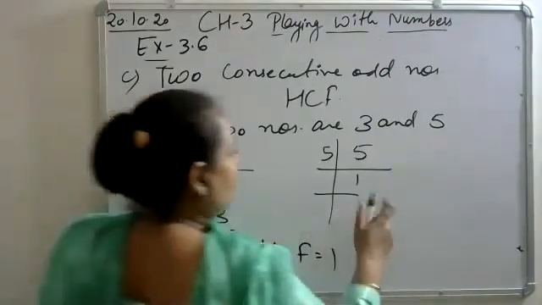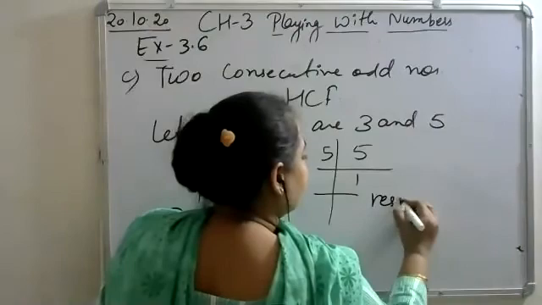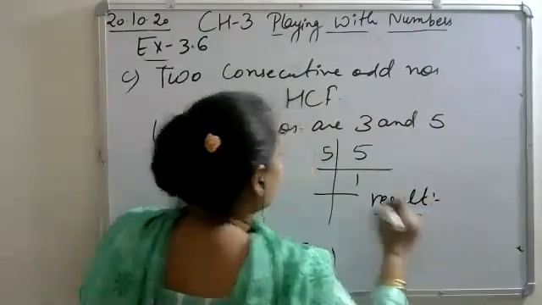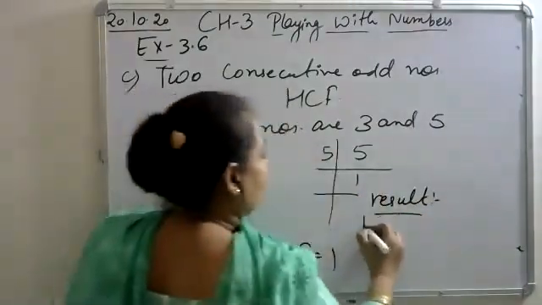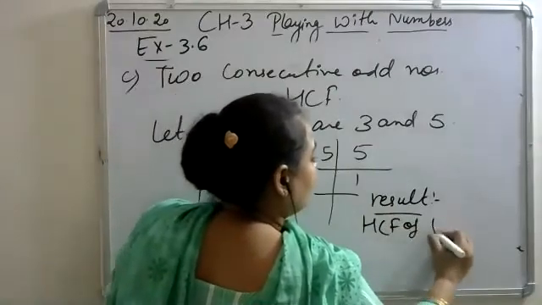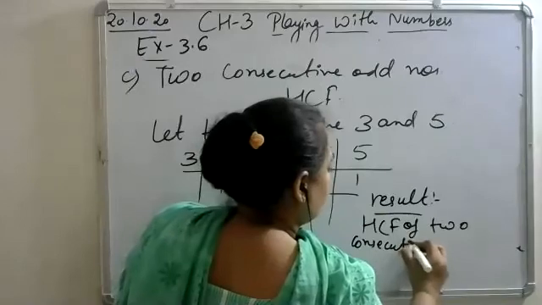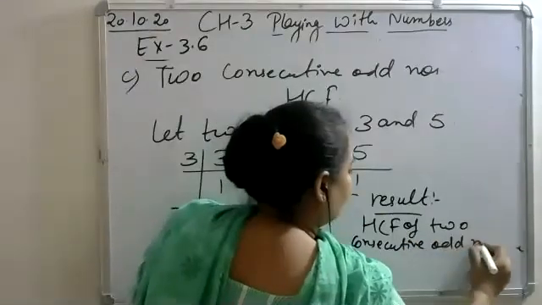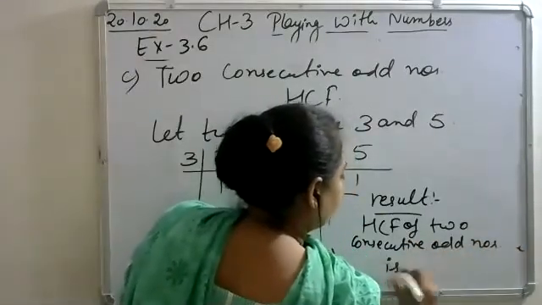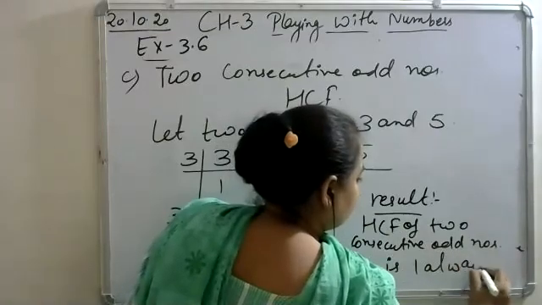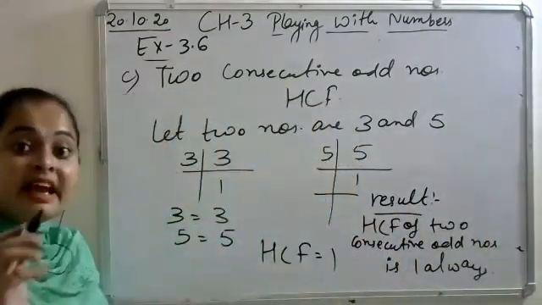So in the result, you will write: HCF of two consecutive odd numbers is 1 always. So this is the standard result.